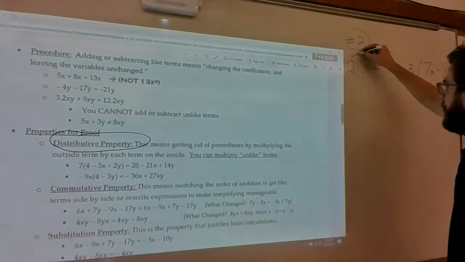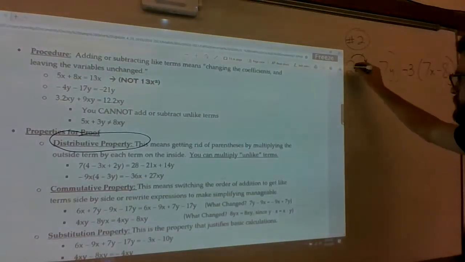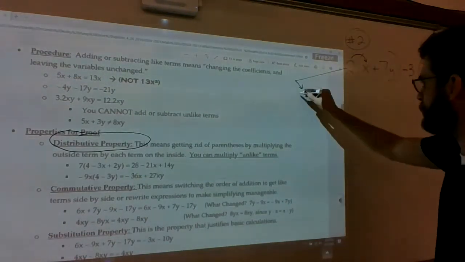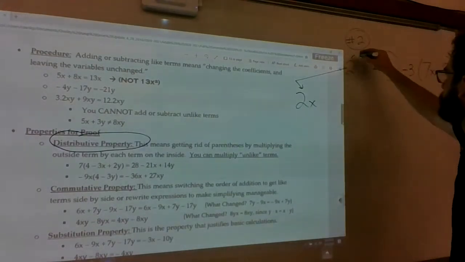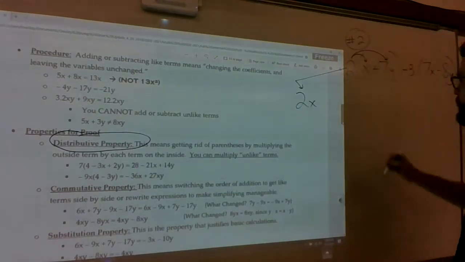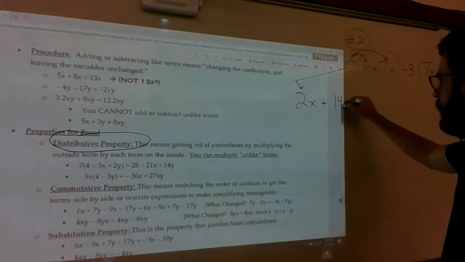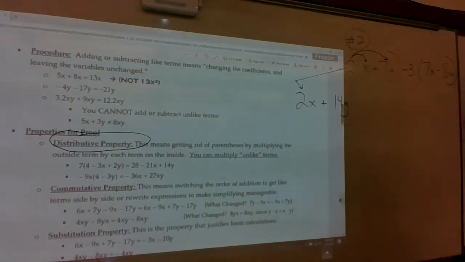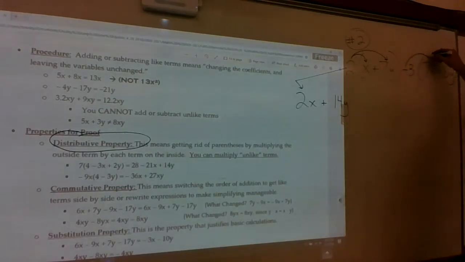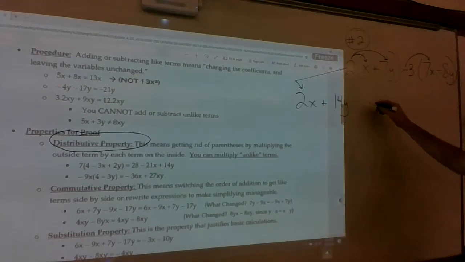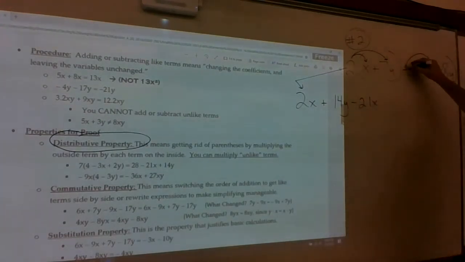So you take 2 times x, and that gives you 2x. You take 2 times 7y, you get positive 14y. Now you go to the next group. Negative 3 gets multiplied by the 7x, which is negative 21x. And then you take negative 3 times negative 8y.